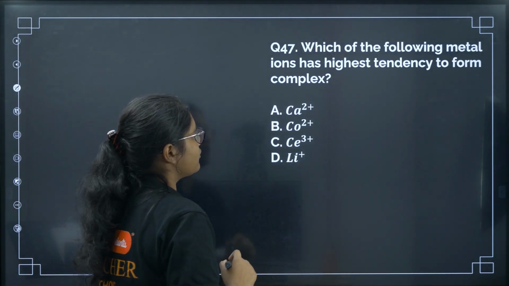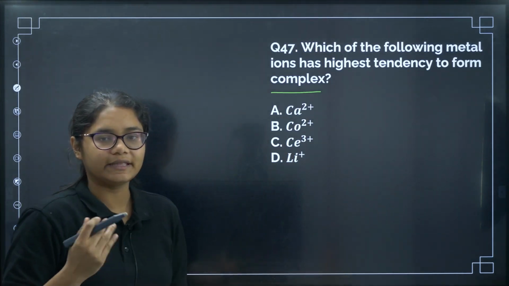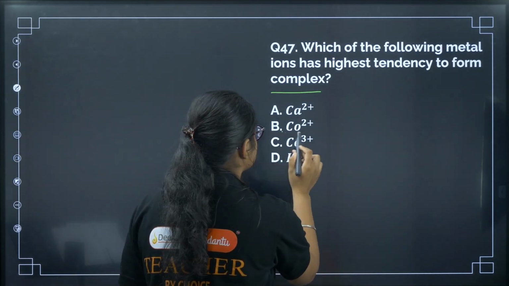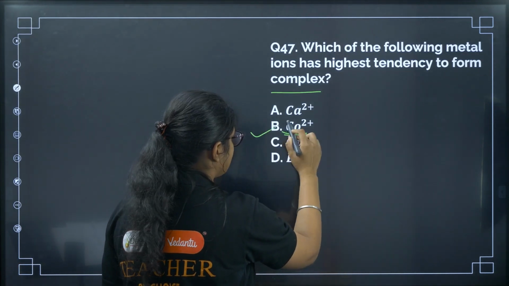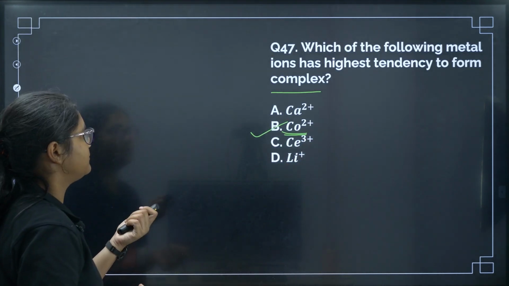Now next one, which of the following metal ions has the highest tendency to form a complex? We know the d-block elements have the highest tendency to form complexes. Out of the options, you can see cobalt is the only d-block element here, a transition element. So the correct answer for this question will be option number B.